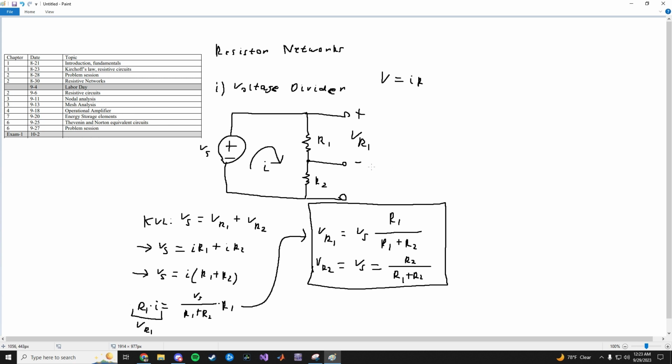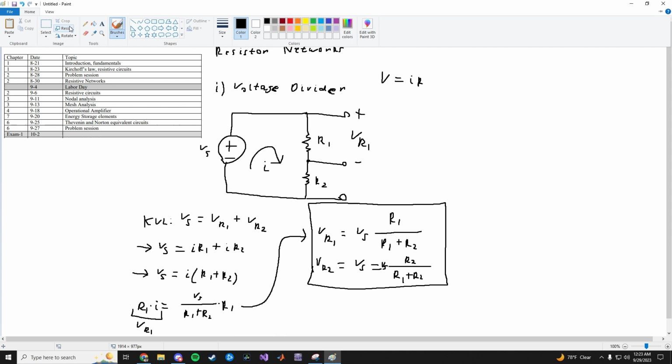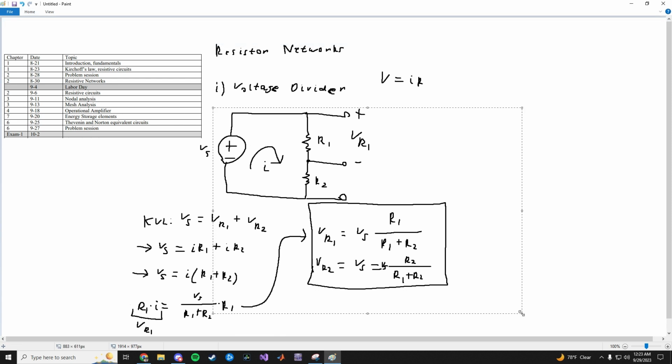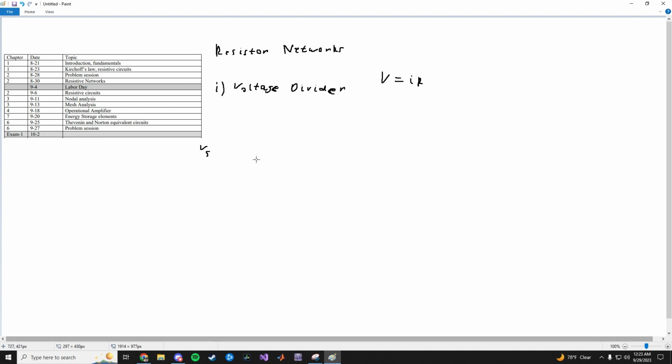So if you had 3 resistors, you would have a sum of 3 resistors on the bottom, and then the resistance you're looking at on top. Oh, sorry, there's a VS here. So yeah, those are the equations for the voltage divider, one of the important resistor networks. The second one would be the current divider.